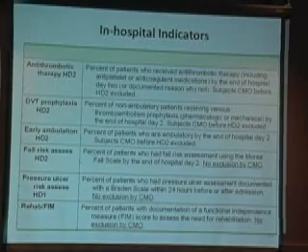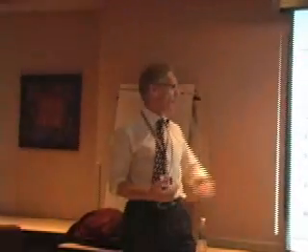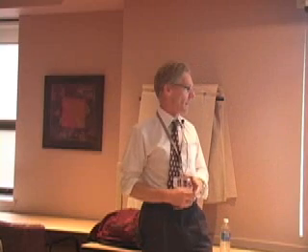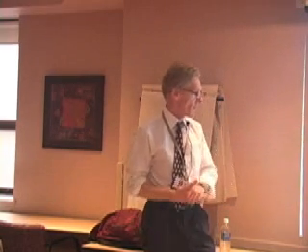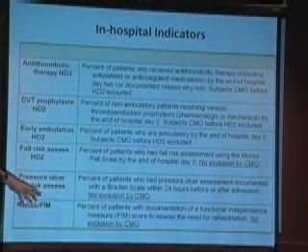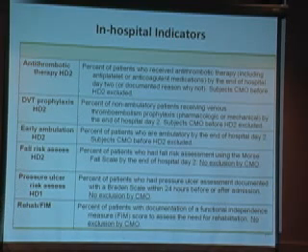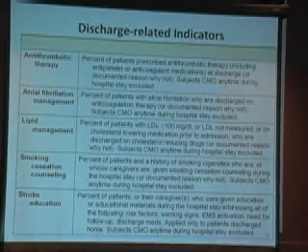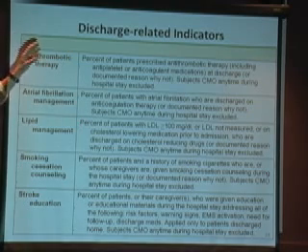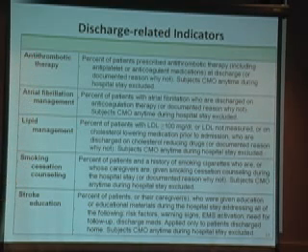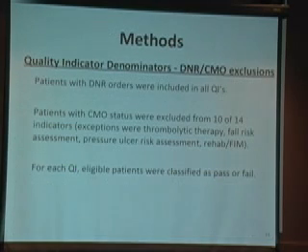The inpatient indicators included aspirin therapy within 2 days, DVT prophylaxis, early ambulation, which is simply the percent of patients who are ambulatory by the end of hospital day 2, fall risk assessment using something called the Morse scale, and pressure ulcer assessment using something called the Braden scale, and then the documentation of rehabilitation FIM, functional independence measure scores, and standard assessment for rehabilitation needs. And then the discharge-related indicators are medication related: antithrombotics, atrial fib, warfarin and atrial fib, lipid management, smoking cessation, and then stroke education. So those are pretty standard measures.